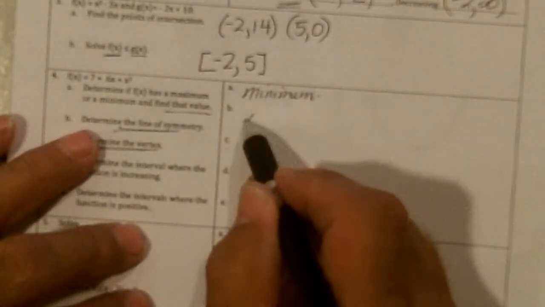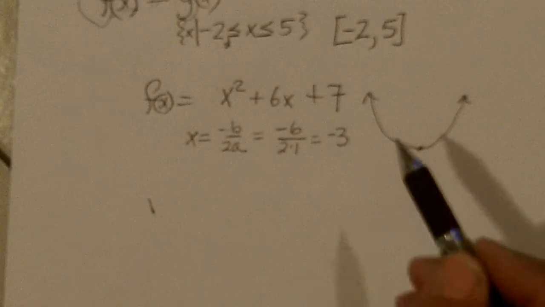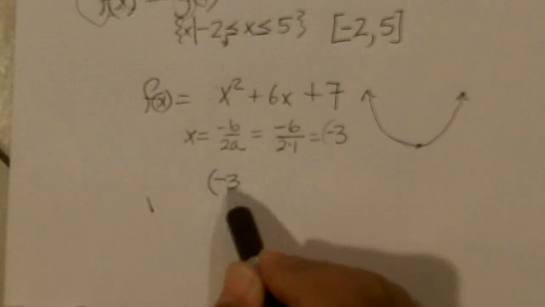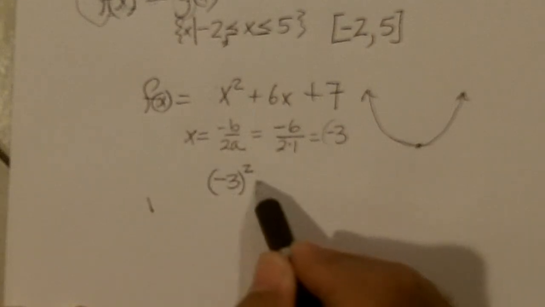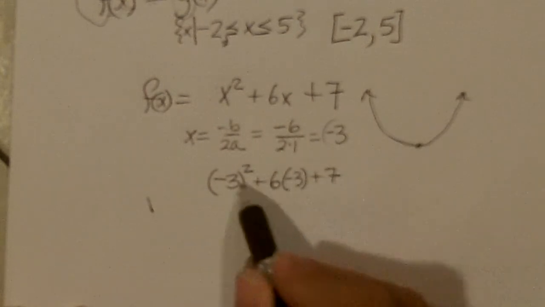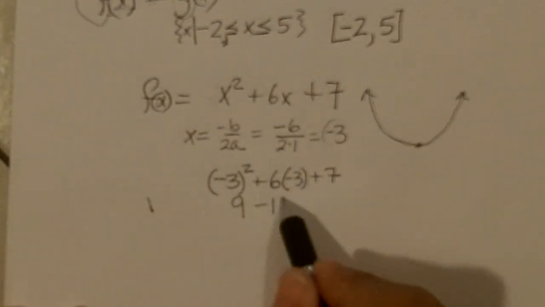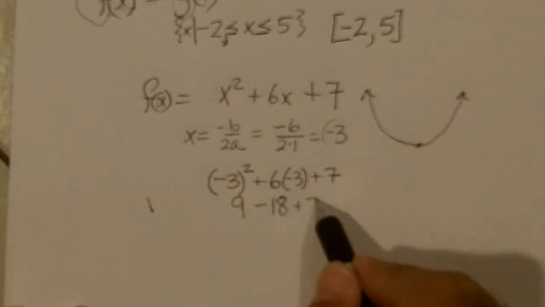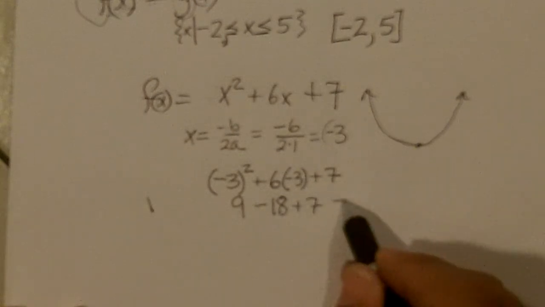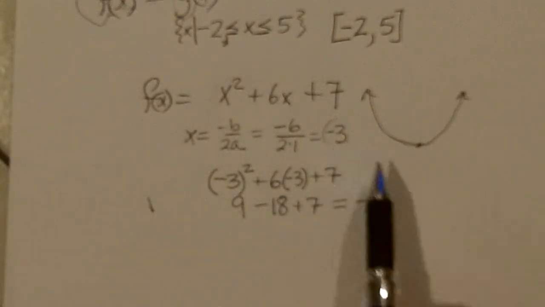That is b. I haven't finished a yet. The vertex, I would take the -3 and plug it back in, so that would be (-3) squared, plus 6 times -3 plus 7. -3 times -3 is 9. This would be -18. Notice it's twice as much as that, plus 7. So this becomes -9 plus 7, which is -2. So the vertex is at (-3, -2).